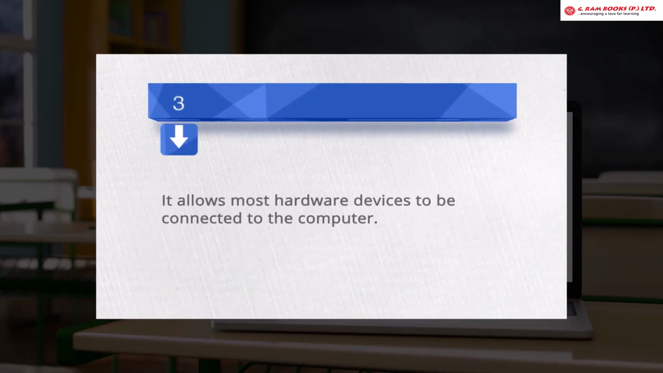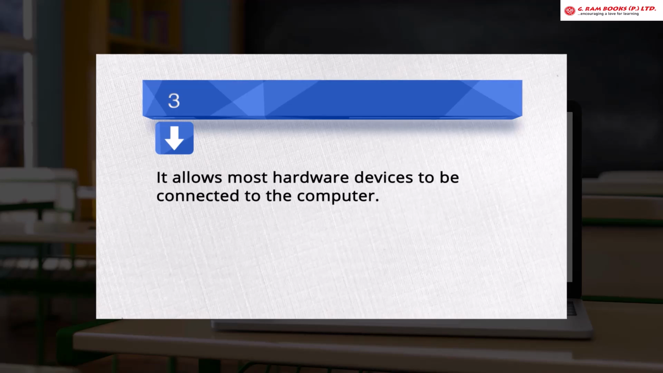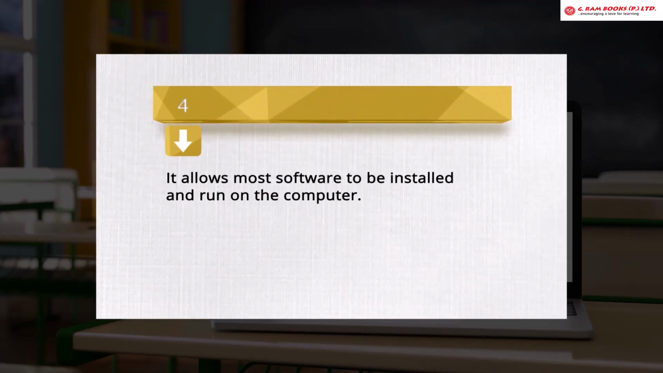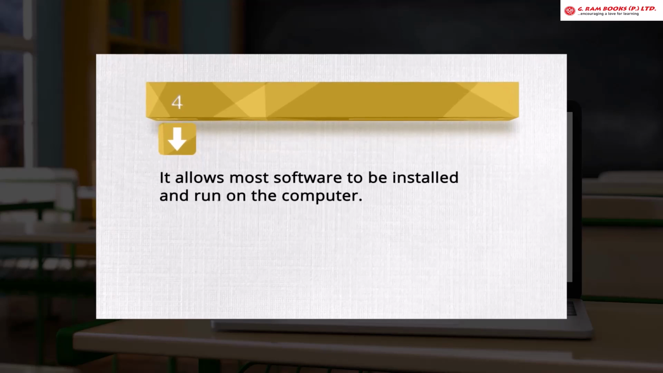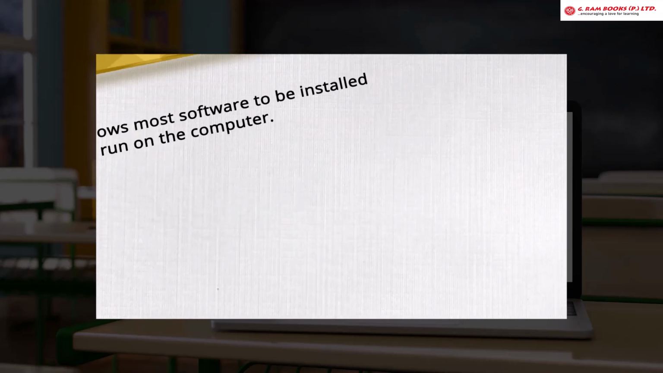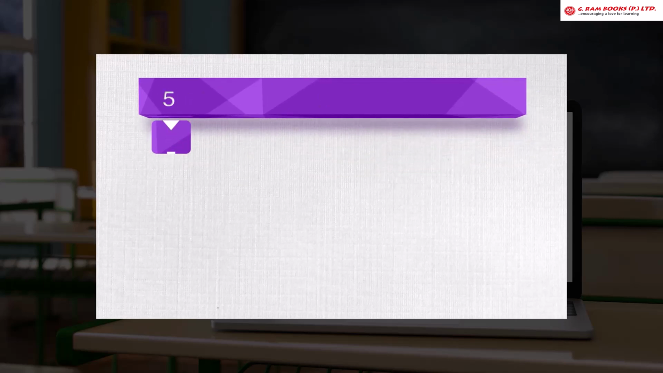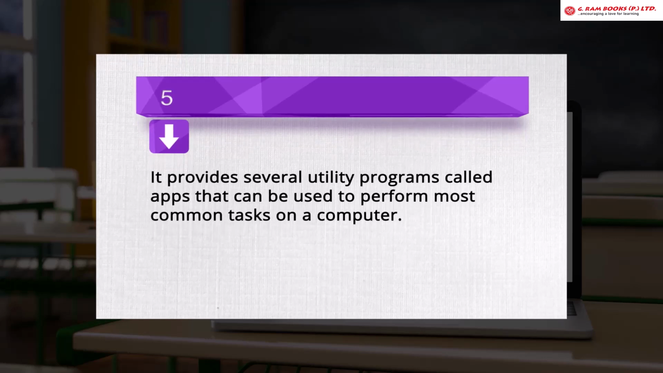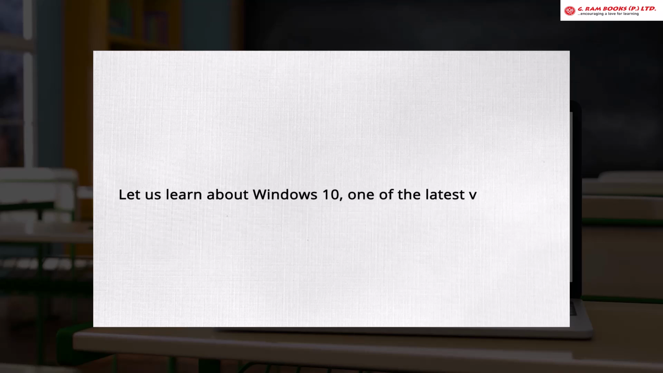3. It allows most hardware devices to be connected to the computer. 4. It allows most software to be installed and run on the computer. 5. It provides several utility programs called apps that can be used to perform most common tasks on a computer. Let us learn about Windows 10, one of the latest versions of Windows operating system.